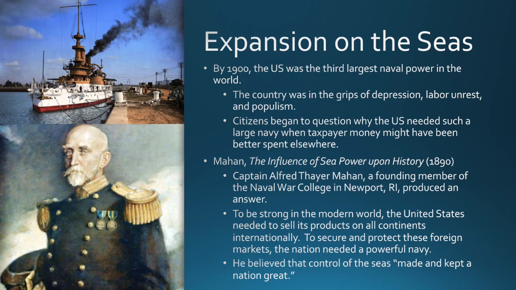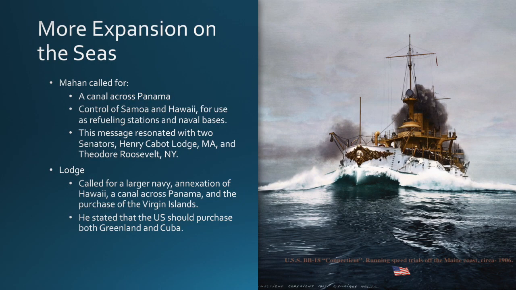And some of the other things that Mahan called for was a canal across Panama. He wanted control of Samoa and Hawaii for use as refueling stations and naval bases, as I mentioned earlier, that philosophy of using refueling stations to get to Asia. And this message resonated with two senators, Henry Cabot Lodge from Massachusetts and one Theodore Roosevelt from New York. We're going to see a lot more of him later in the second half of this series.